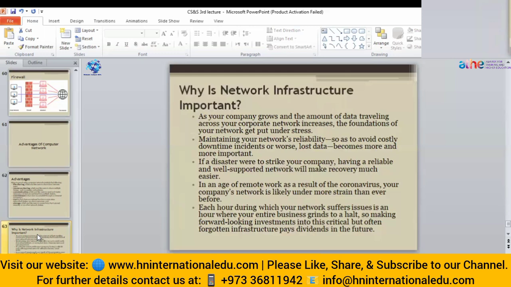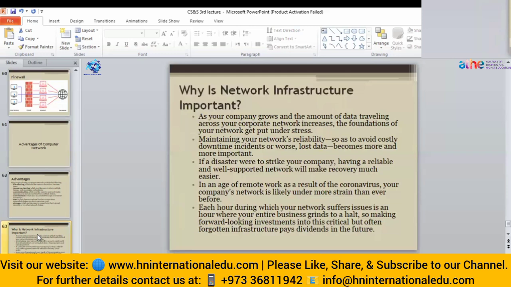In an age of remote work, as a result of coronavirus, your company's network is likely under more strain than ever before. As we all know about that time, we were all doing remote work. So now we can understand the need of the internet and remote work. Any period during which your network suffers an issue is where your entire business grinds to a halt.